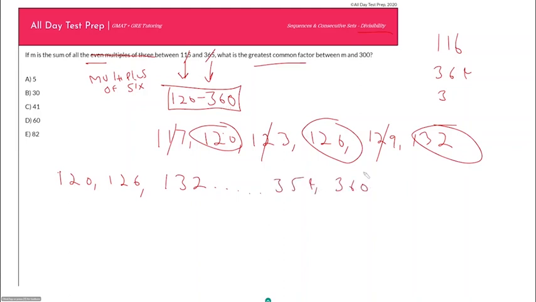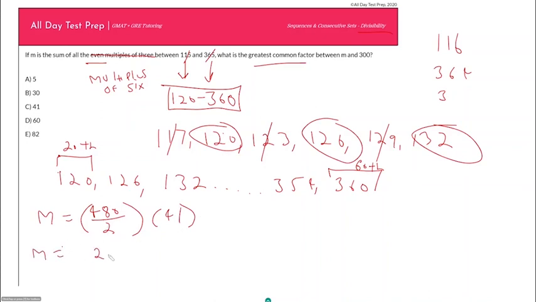354, 360. M should be equal to the mean, so the mean should be the first plus the last over 2. So 360 plus 120, 480 over 2, times the number of terms in our set. So 120 should be our 20th multiple of 6. 360 should be the 60th multiple of 6. So number of terms, last minus first plus 1, 60 minus 20 plus 1, 41. So m should be equal to 240 times 41.